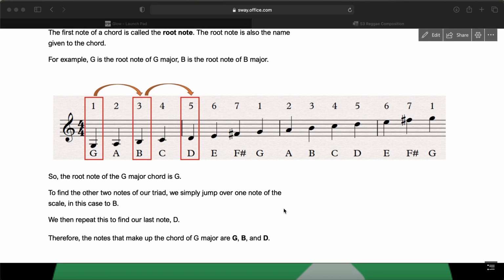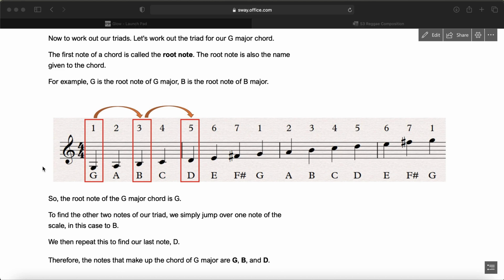Just to repeat, you start with the root note. In this case, we're looking for the chord of G major. This is number 1. We skip a note and then we choose the next one. This is our next note in the chord, B. We skip a note and then move on to the next one. This is our next note in the chord, D. So these are the 3 notes of G major.